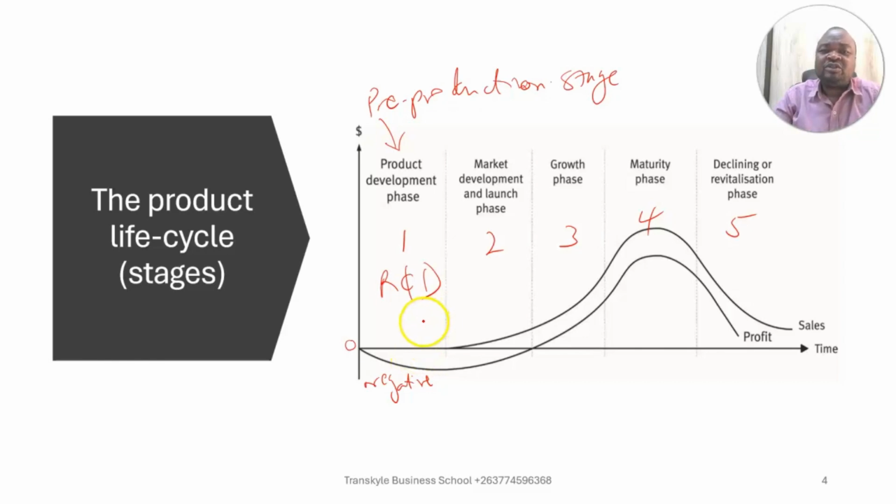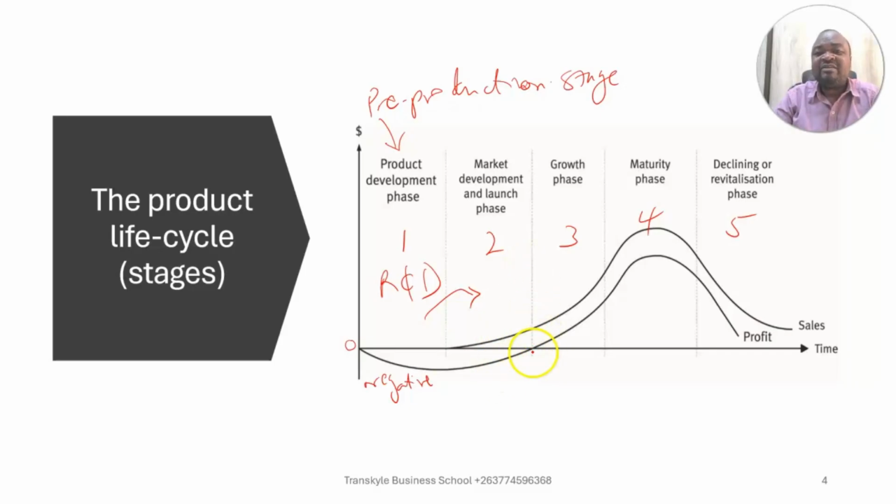Right, then we move on to stage number 2. Stage number 2 is about market development and launch phase. The launch phase here, we are introducing the product to the market, and the marketing team has to be hard on the ground to ensure that we get our product known to the public. Yeah, that's the idea. We are introducing the product to the market. We are incurring heavy costs on marketing. So at this level, our sales are gradually rising, right? But in terms of profitability, we are still in the negative.